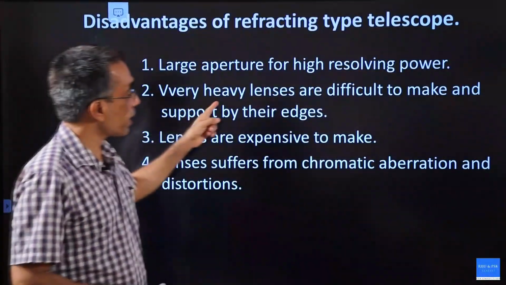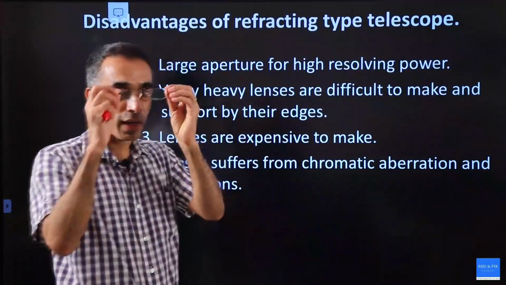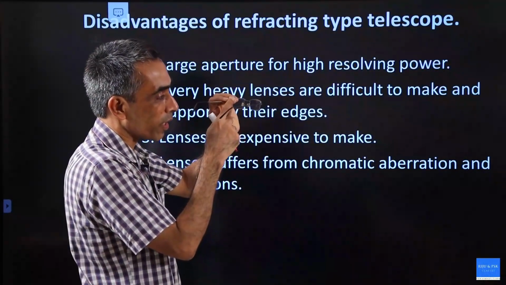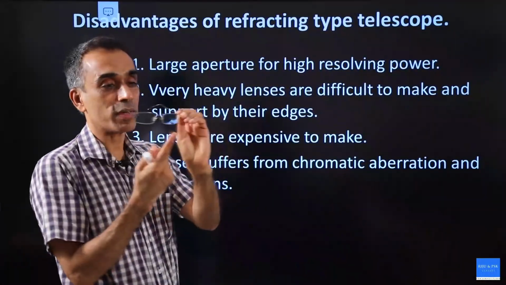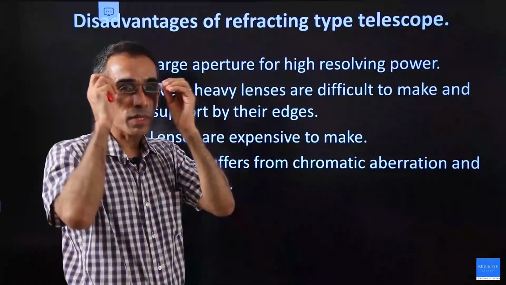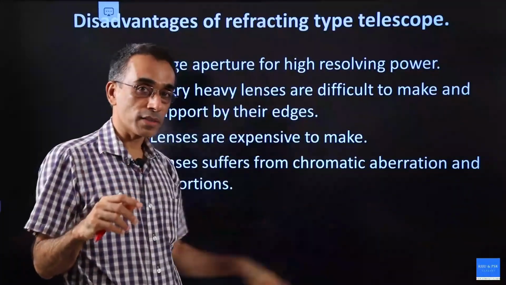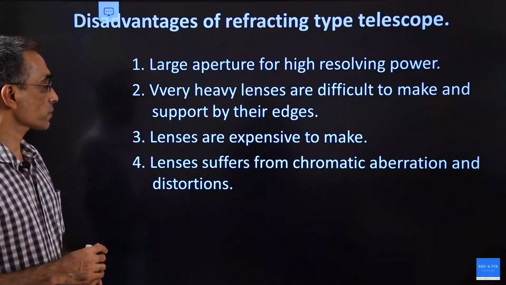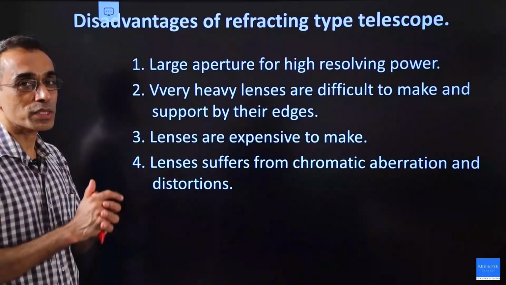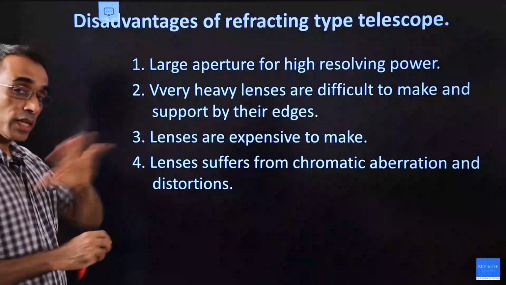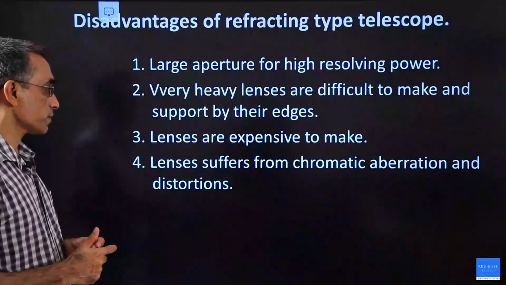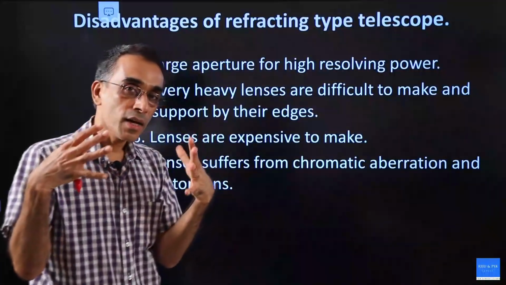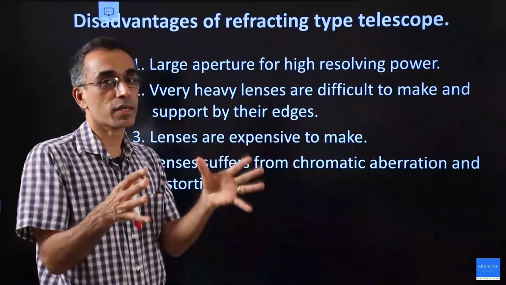And this makes a heavy lens. And you know, a lens can be supported only around its edge. You can't have a support at the middle. This is very difficult because the lenses are heavy and large in size, so mechanical support is difficult. So, it is mechanically not strong, and lenses are expensive to make. You need more money, and finishing and polishing are all difficult. And lenses suffer from chromatic aberration because lenses can cause dispersion of light.